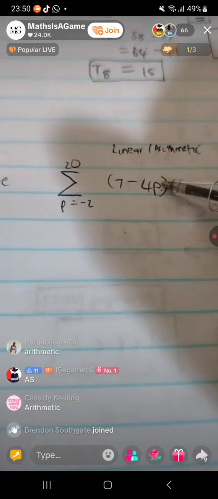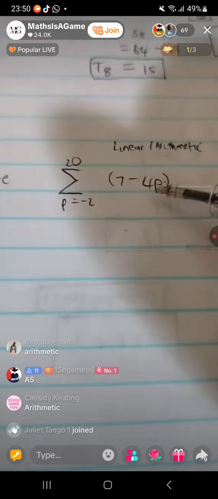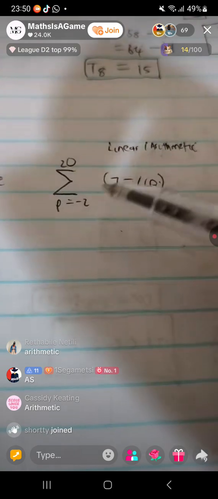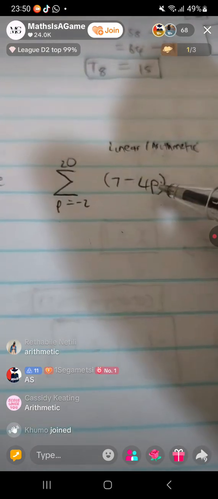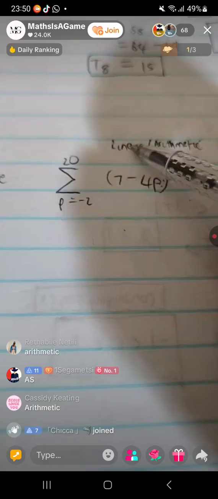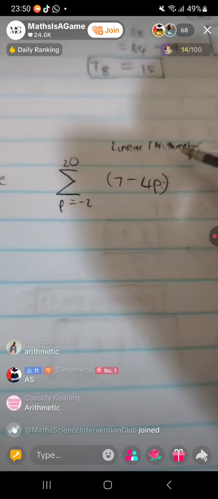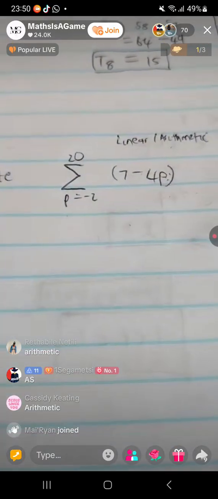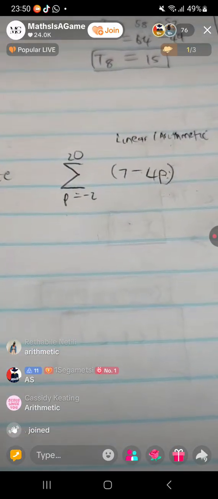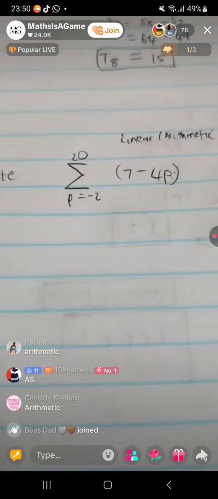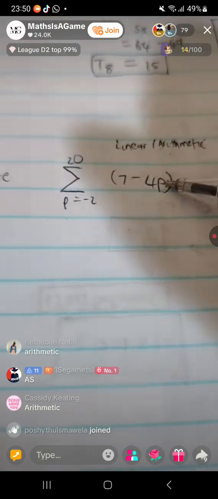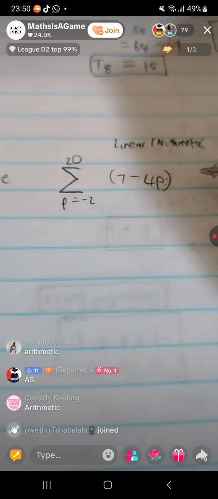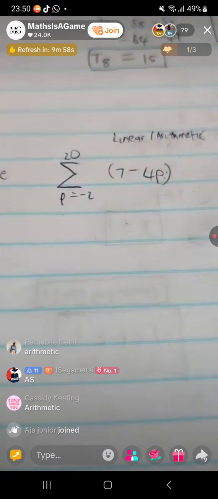The variable is placed next to a coefficient or as a single alone term. Whenever the variable is alone and the exponent is 1, it's a linear sequence, and we know that is arithmetic. Sorry, not sequence, series. Linear means arithmetic, arithmetic means linear. But if there was a variable p in the exponent, then we know that is geometric. So please take note of these things.